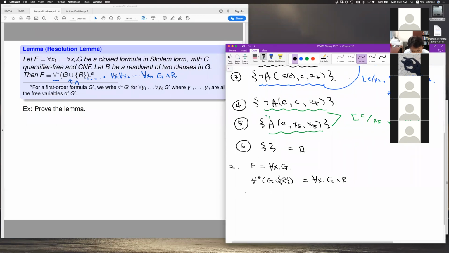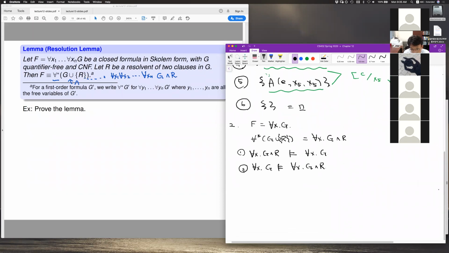So we have to prove two things. The first thing we have to prove is that what we obtained for ∀X, G, and R implies ∀X and G. That's one thing we have to prove. Another thing we have to prove is that ∀X, G semantically implies ∀X, G, and R. And these are the two things we have to prove. Proving the first is quite easy.